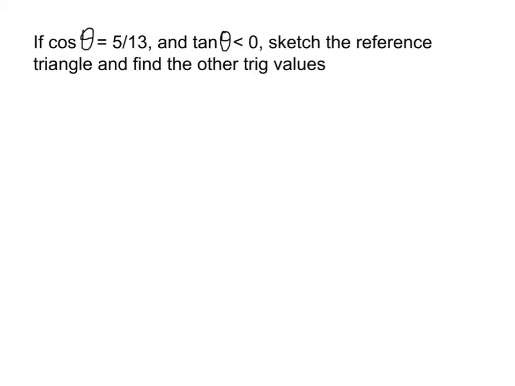All right, our second problem is going to be: if I know the value of one of the trig functions and I know whether the other trig function is positive or negative, can I use it to find the other trig values? So I'm going to draw an angle that has a cosine of 5 over 13 and a tangent that is less than 0.